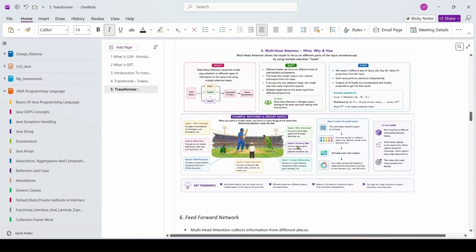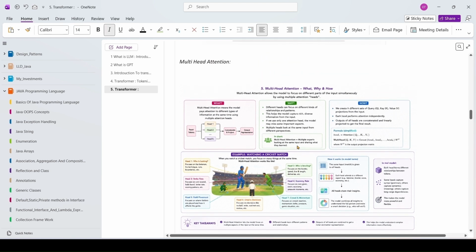Now let's talk about multi-head attention. Let's say we are watching a cricket match. When we watch the cricket match, we will observe who is batting, who is bowling, what is the current run rate, what is the economy of the bowler, how the field is being set, and so on. So we observe the game from different perspectives to understand the game in a better way.